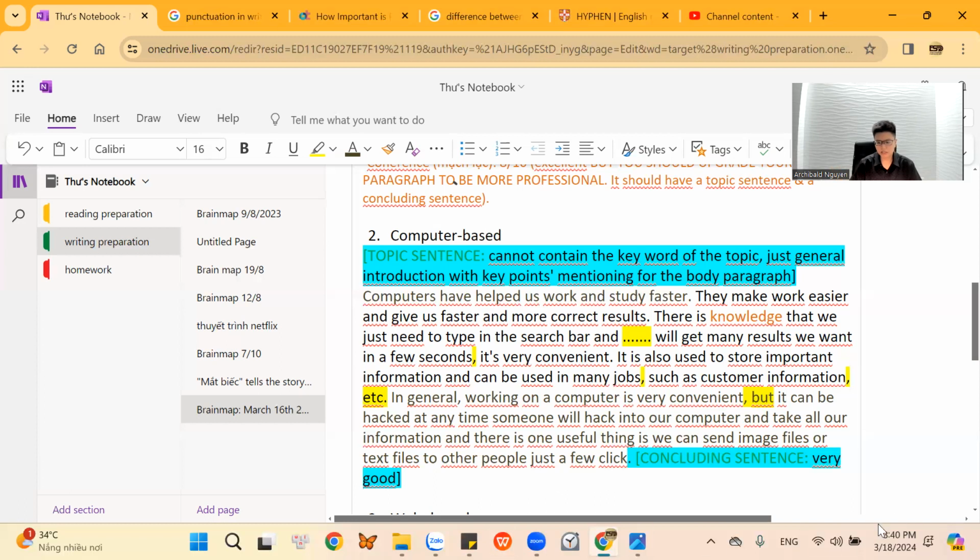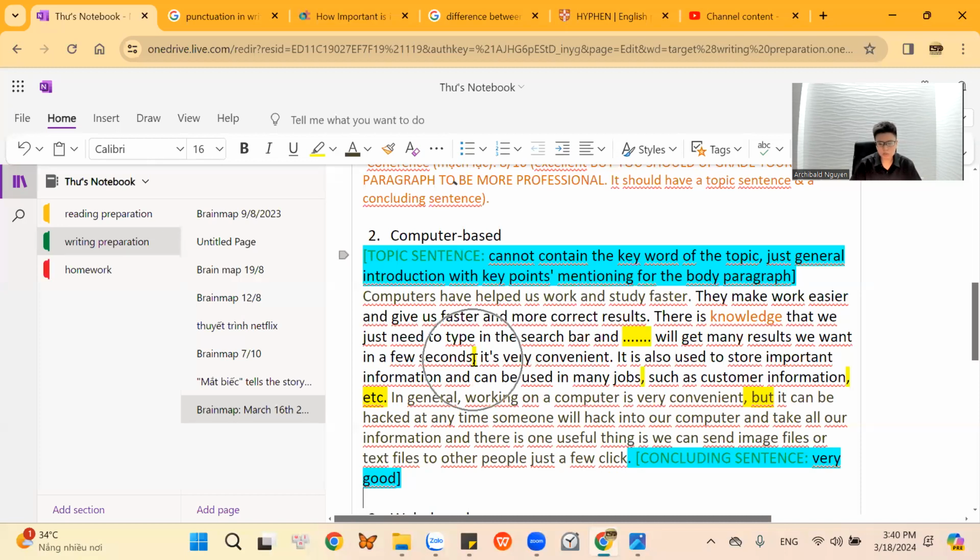So let's continue to the body paragraph. "They make work easier and give us faster and more correct results." Very good sentence. There is knowledge that we just need to type in the search bar, and we'll get many results we want in a few seconds. It's very convenient. First, let's look at the sentence. It's very convenient.